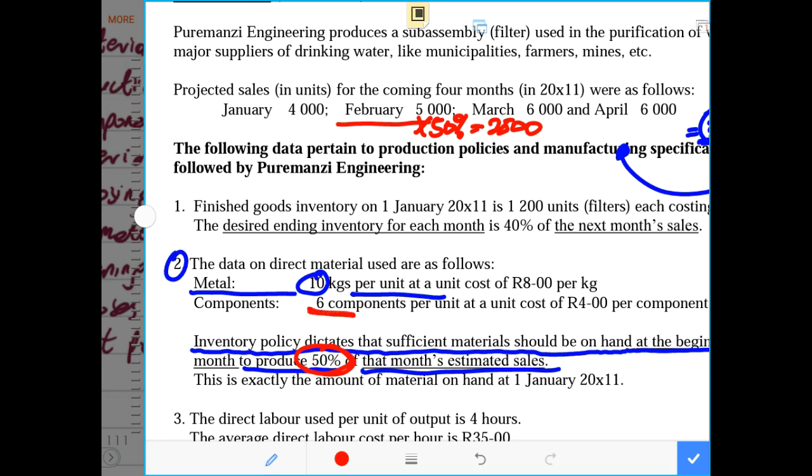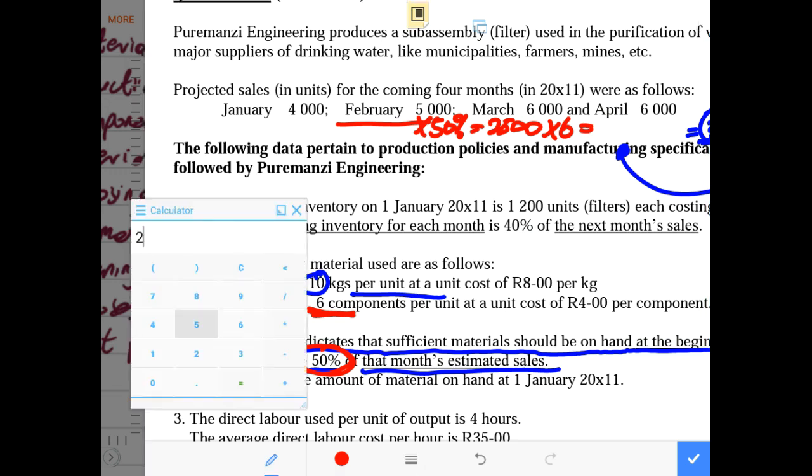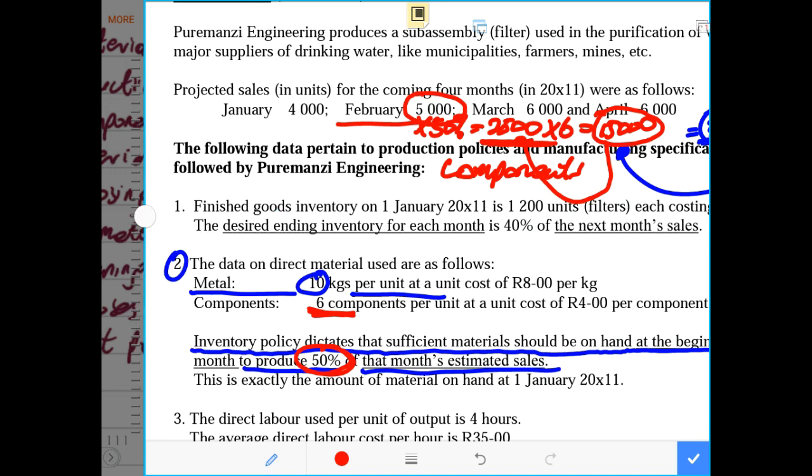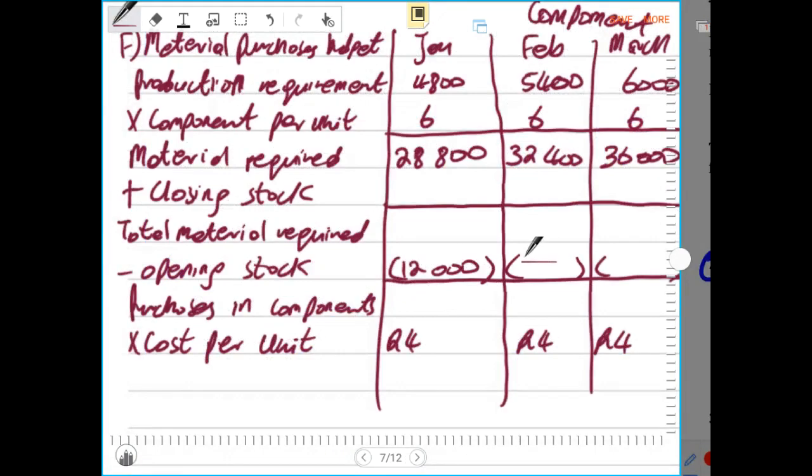However, we want to know the number of components in total, which is our components times 6. Therefore, it will be 2,500 multiplied by 6. It will give us 15,000 components. That means we need 15,000 components in order to manufacture 2,500 units, and the 2,500 units is half of the units that are needed to be sold in the month of February, or half of the estimated sales for the month of February. That means our opening stock in terms of components for the month of February will be 15,000 components.